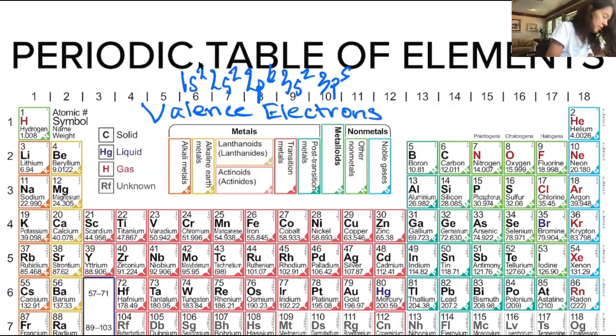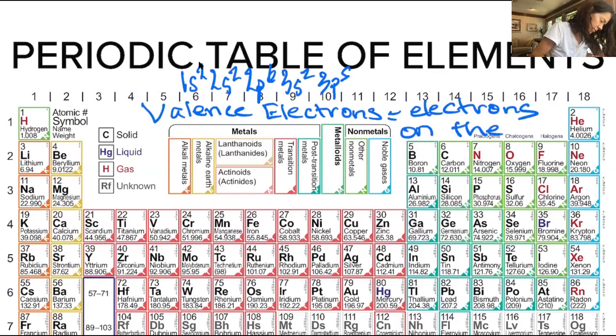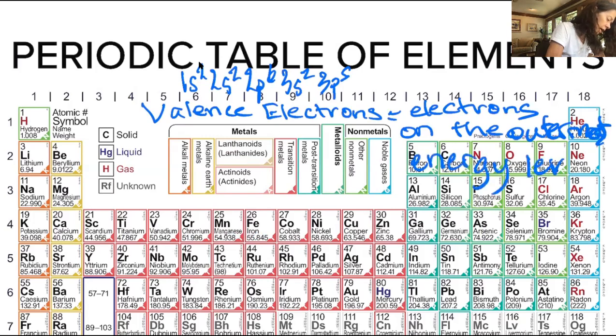Well, what are your valence electrons? They are the electrons on the outermost energy level. Okay, they're the electrons that participate in bonding, right? They are on the outermost energy level.